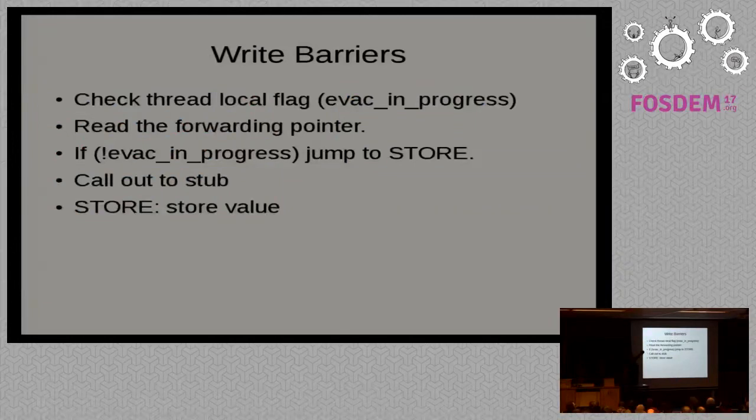All right, and so our write barriers are pretty quick. These are ordered in this order for a complicated reason I won't go into. But we check the evac in progress thread, which is thread local, and we read the forwarding pointer. And if there is an evac in progress, we can just skip to the store. So our write barriers are fairly quick in the case where you aren't actually evacuating objects. And if you are, they just copy the object. They're fairly quick as well.